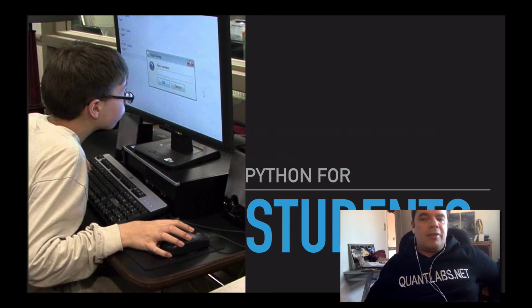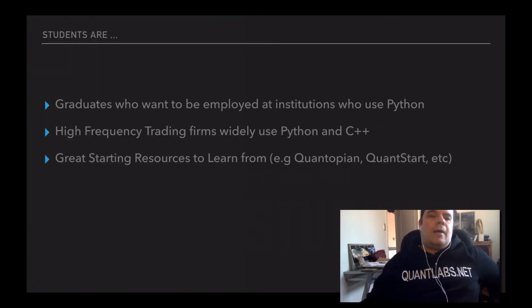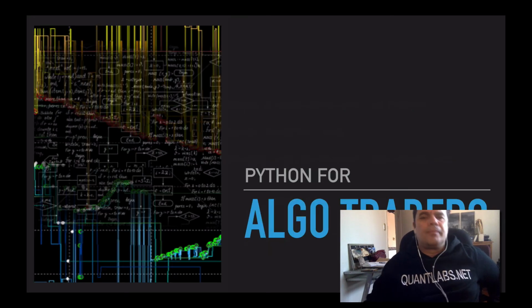Also, let's talk about Python for students. A lot of the students who want to be employed in institutions are using Python. Also, high-frequency trading firms widely use Python and C++. And we also know about great starting resources to learn from, like Quantopian and QuantStart.